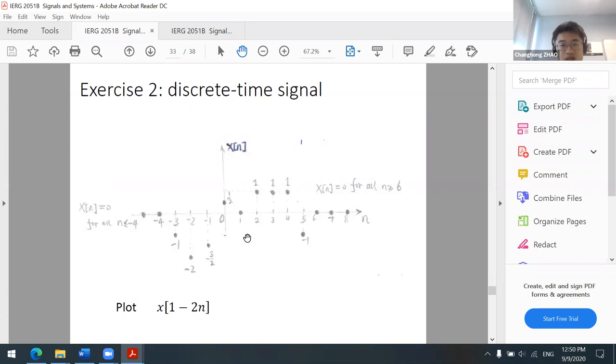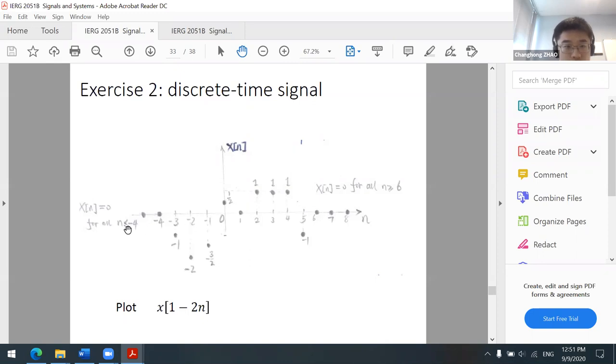These concepts apply in a quite similar way to discrete time signals, but it would be better if we can use an example to illustrate them. Here I plot a discrete time signal, which looks quite complicated, but don't worry, let's look at it very carefully. The horizontal axis is the integer time index n, and for this particular signal, I marked the values of x of n with those black dots.